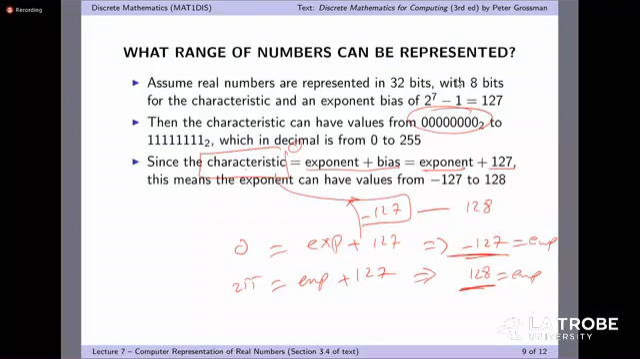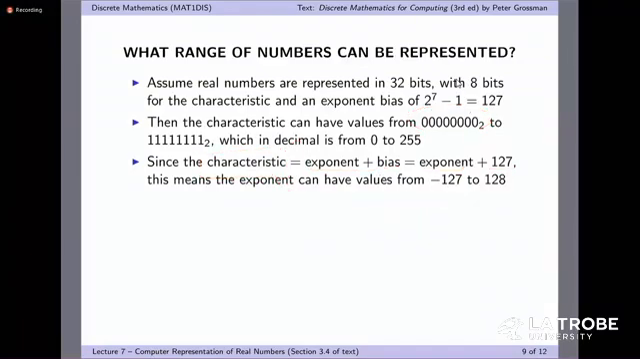That's huge. Yeah? So 2 to the power 128, think of that, how big that number is. So that big number can be represented here. What's the smallest number then? 2 to the power negative 127 is a very, very small number.